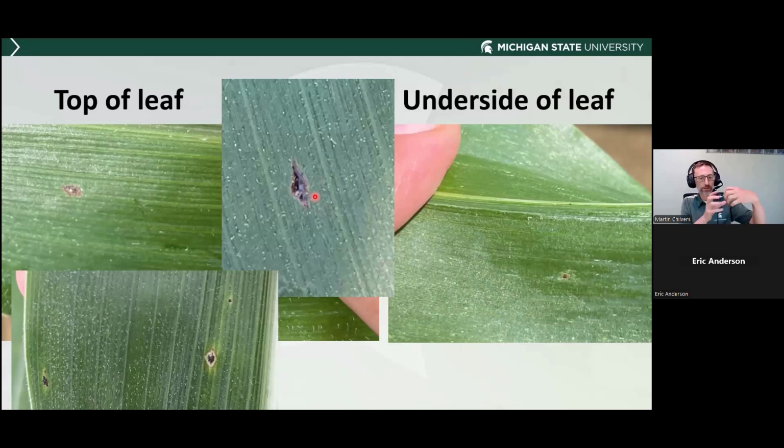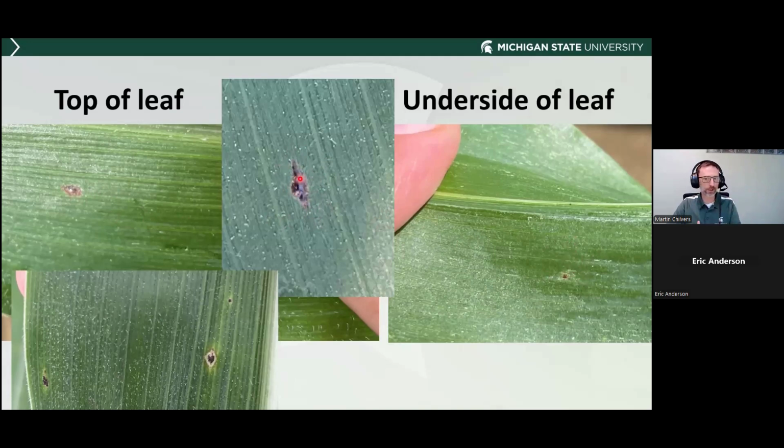The other thing, the lesions are pulled slightly along the leaf veins. So there'll be some direction with the leaf veins. So that's something else I'm really looking at. And then the other thing I encourage people to do is to flip that leaf over, because that tar spot lesion will always be protruding through the bottom side.